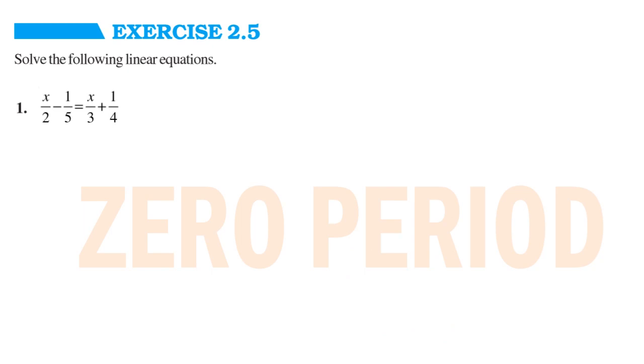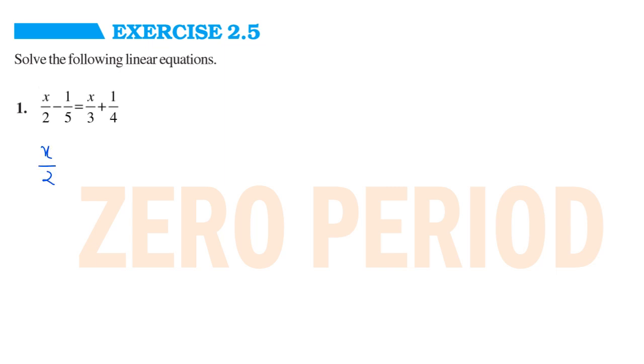This is the first question of exercise 2.5. We have to solve the following linear equations. We need to solve only these equations which are given. Equation number 1 is x by 2 minus 1 by 5 equal to x by 3 plus 1 by 4. You can do this question in two ways. First get the LCM of the terms of the left hand side and similarly for the right hand side also. But I suggest you go with the variables together and constants together.